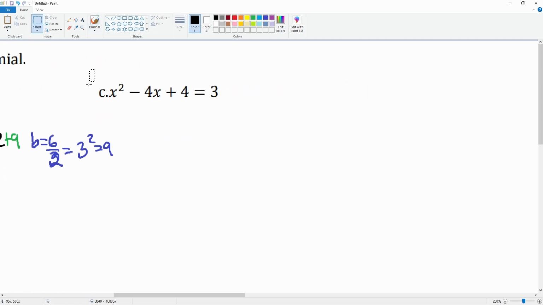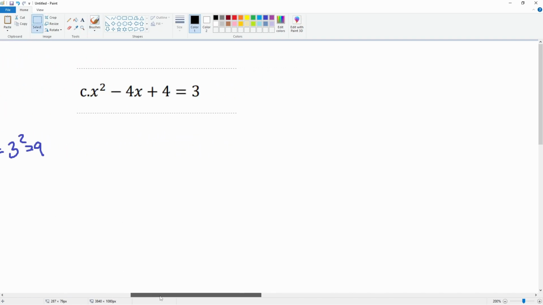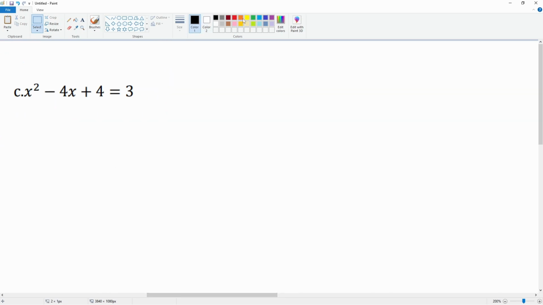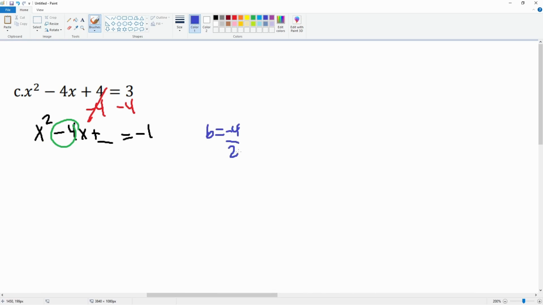And now let's do c. Right now we have x squared minus 4x plus 4 equals 3. It is considered to be complete because it has a constant. So let's get rid of that 4 by subtracting 4 from both sides to make it incomplete. We have now x squared minus 4x plus blank is equal to -1. This b term here is -4. Let's divide that by 2, gets us -2. We then square it, that becomes 4. That means I am adding a 4 to both sides.